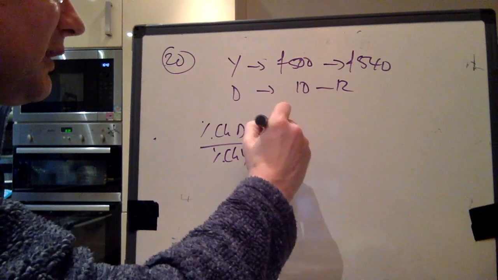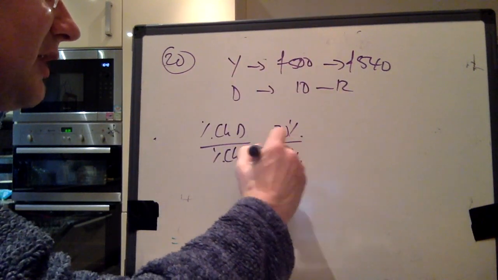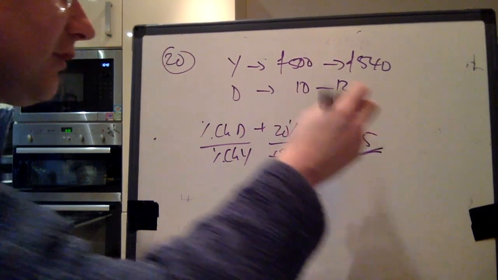The percentage change in demand is obviously 20%. The percentage change in income, if you do it, is 8%. They're both plus. Therefore, income elasticity of demand is plus 2.5.